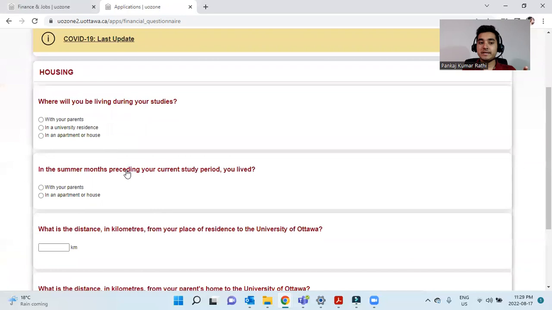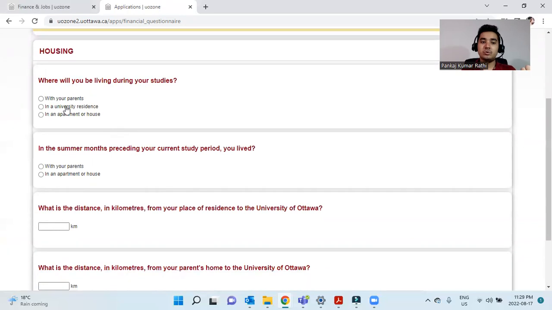The next question is housing. Where will you be living during your studies? If you're living with your parents, if they are in Canada, mention that. If you are in a university residence, that is basically the university's hostel in simple words, mention that. Otherwise, if you're in an apartment or in a house outside of university, mention that.